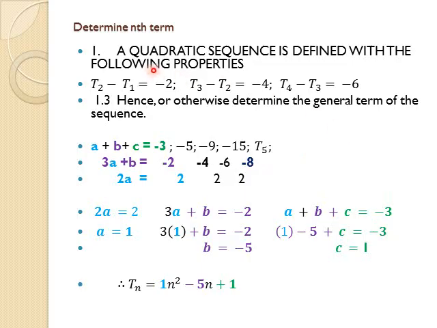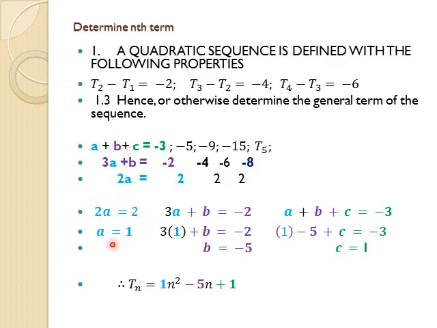Now for the second last problem, determine the nth term, hence or otherwise determine the general term of the sequence. From the previous example, we now have minus 3, minus 5, minus 9, minus 15. We already had the first difference and the second difference. So 2a equals the second difference, 3a plus b equals the first term of the first difference, and a plus b plus c equals the first term. You can go memorize that to solve it.